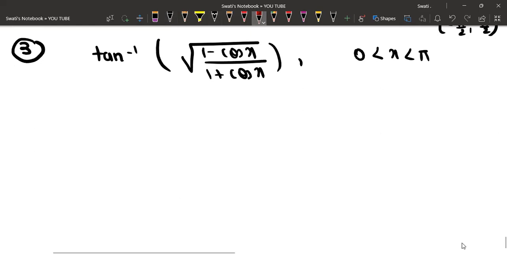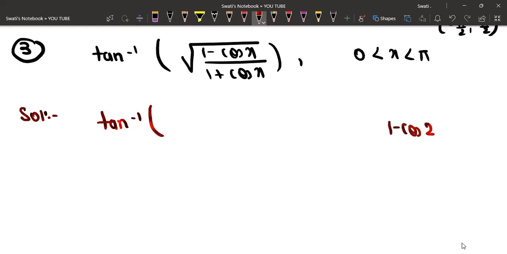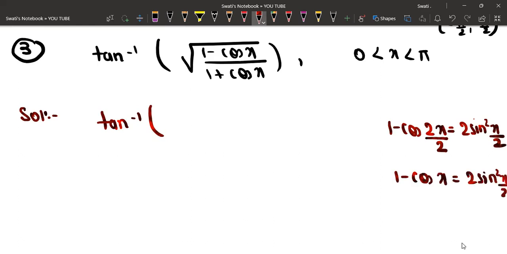Let's start with the solution. Here I'm simply going to write tan inverse as it is, and there I'm going to use a formula. We know that 1 minus cos 2x is 2 sine square x. But here I don't have 1 minus cos 2x; in the question I just have 1 minus cos x. So I'll divide this by 2 so that I'll get cos x only. But if you do it here, you have to do the same thing here as well. Now this will become 1 minus cos x, because 2 got cancelled, and this is 2 sine square x by 2. So I have made this formula.